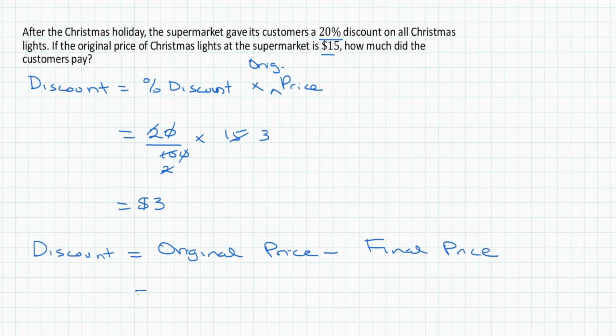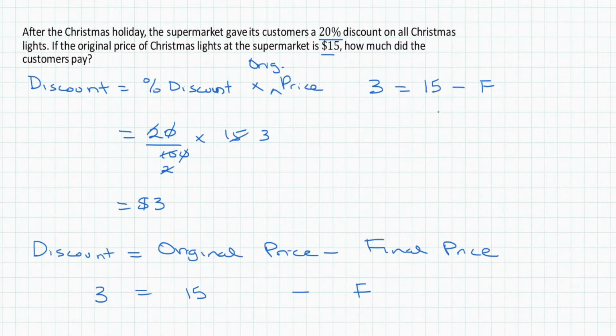So our original price is $15. Our discount is 3. We don't know what the final price is, so let me call that F. So let's come over here. 3 equal to 15 minus F. So we want to find out what is the actual amount that the customer would have paid.